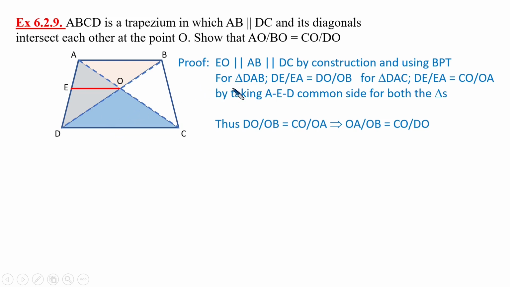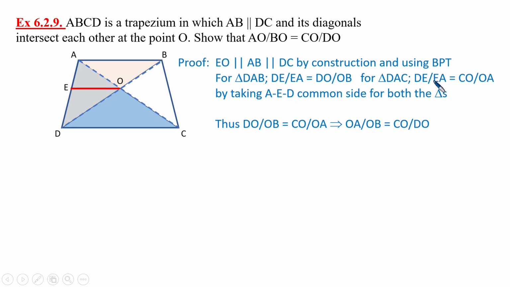And using BPT for triangle DAB, that is this triangle, DE by EA is equal to DO by OB. And for triangle DAC, I can always write that DE by EA is equal to CO by OA. I've just inversed it. The right way of writing is EA by DE is equal to OA by CO. But it doesn't matter. I can always take this to the left hand side and this to the right hand side, and I can inverse it, and it will be equal.